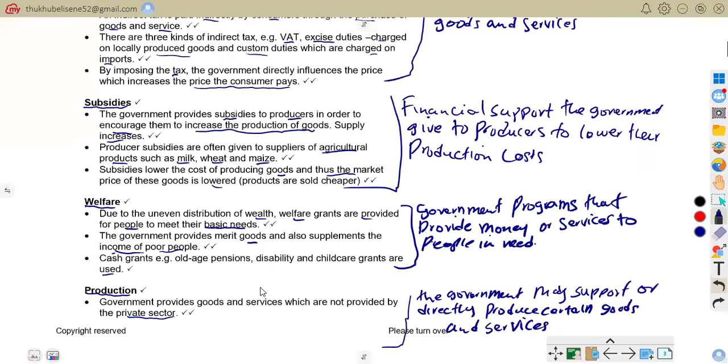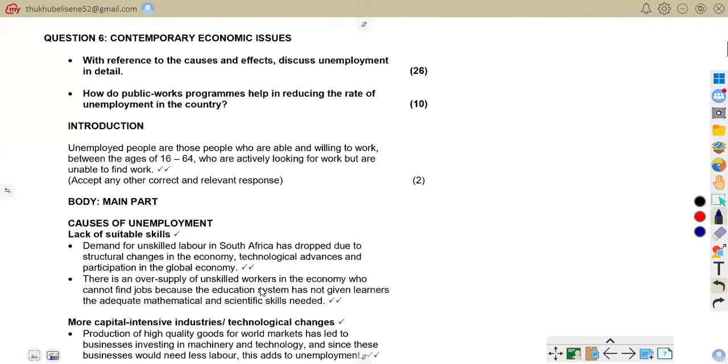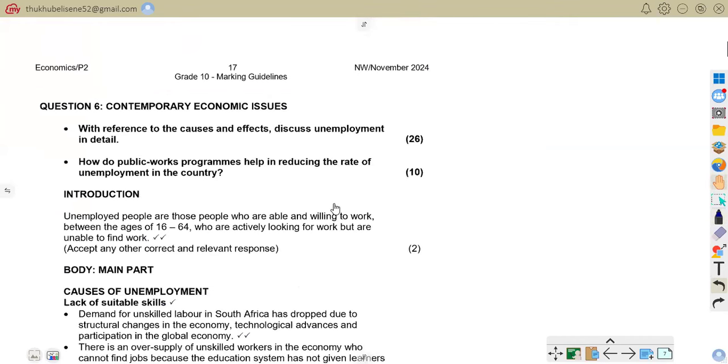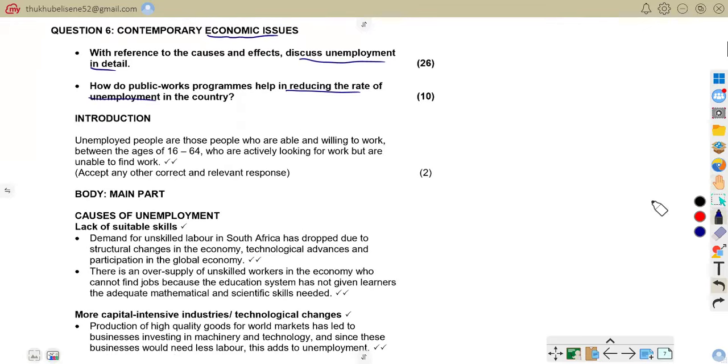So let's quickly go to our answers on question 6. Here we are on our answers on question 6, the contemporary economic issues. As you remember, it says with reference to the causes and effects, discuss unemployment in detail. How do public programs help in reducing the rate of unemployment? So like question 5, we're going to start with what? The introduction.